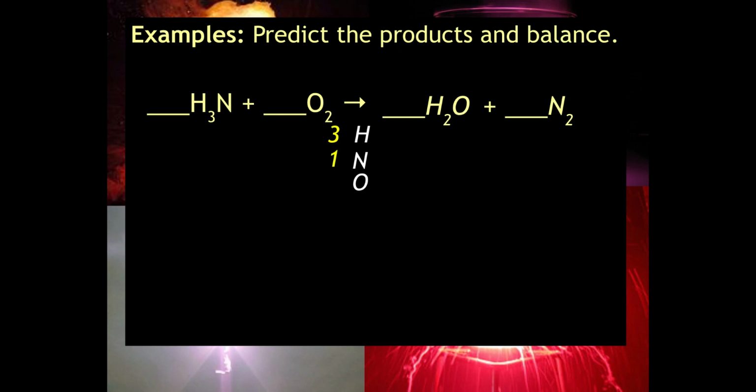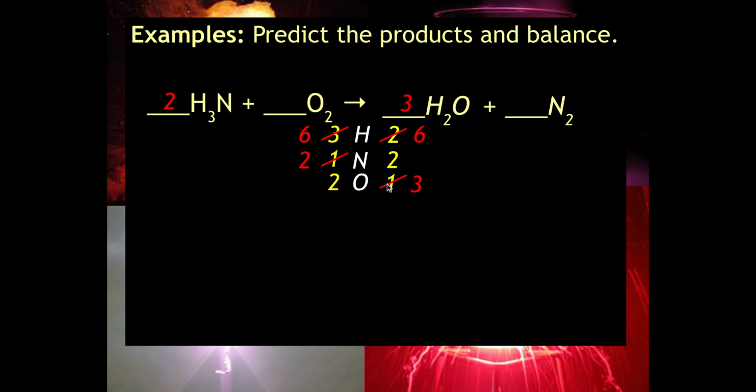3 H's on the left, 1 N on the left, 2 O's on the left, 2 H's on the right, 2 N's on the right, 1 O on the right. Okay, so let's get these H's balanced. So I put a 3 here because 3 and 2 will both go into 6. So now I have 6 H's on the right, but that 3 also multiplies the O. So now I have 3 O's on the right as well. 2 times this 3 H's will give me 6 H's, but the 2 also multiplies the N. So now I have 2 N's. So my H's are balanced, my N's are balanced, but my O's are not.